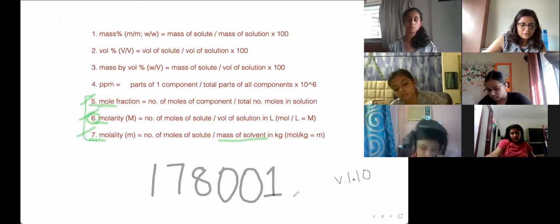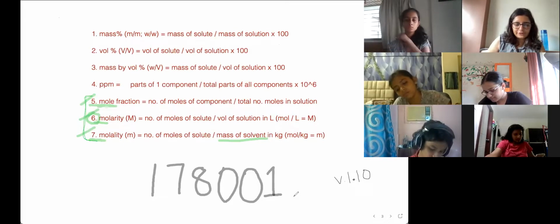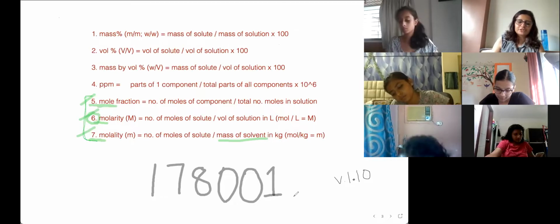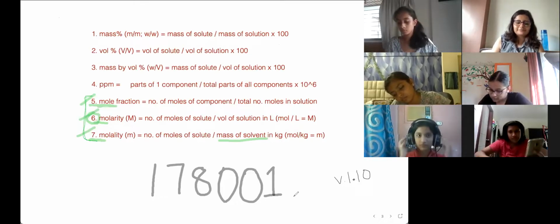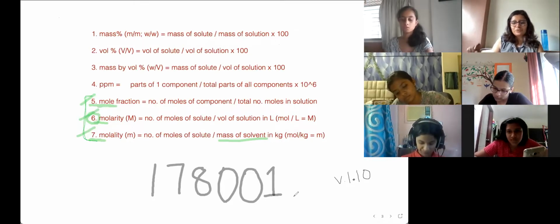What will be the concentration of 0.2 M H2SO4 solution in grams per liter? So M is mole per liter. You need to convert that into grams per liter.